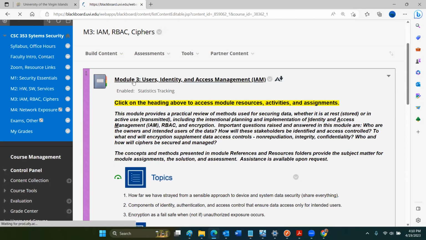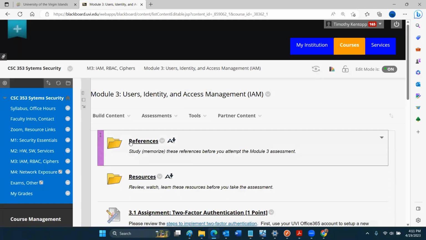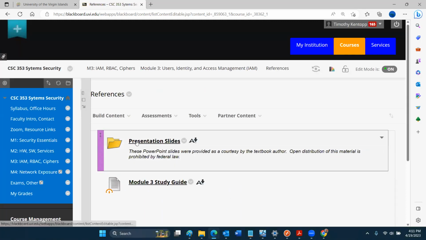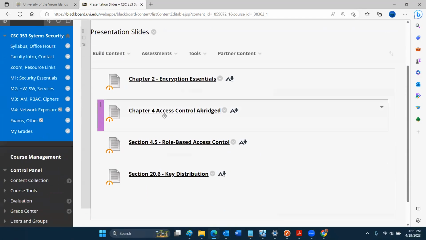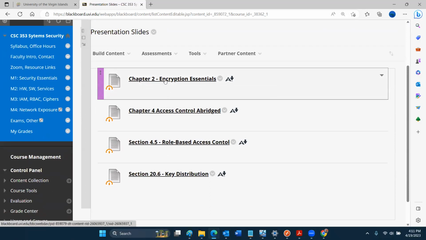And let me make sure it's in here. And if it isn't in here, I'm going to put it in here. Any other questions? No, that's it. There you go.